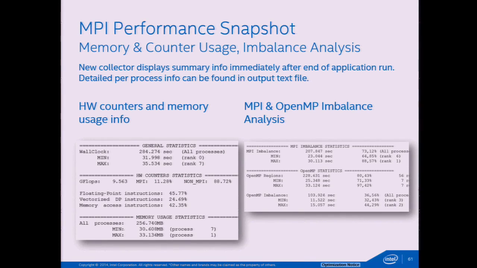And on the MPI side, this is also really good if you're doing hybrid. If you do MPI and OpenMP, it gives you the potential imbalance for your MPI communication, and the potential imbalance for the OpenMP threads as well.